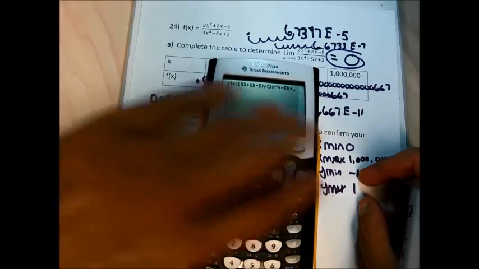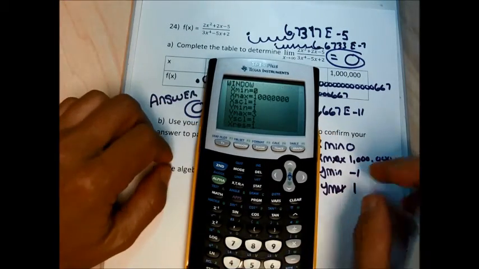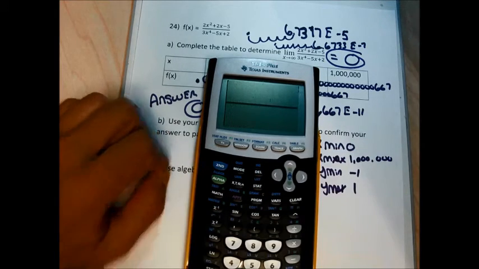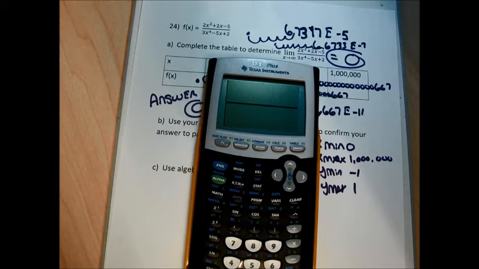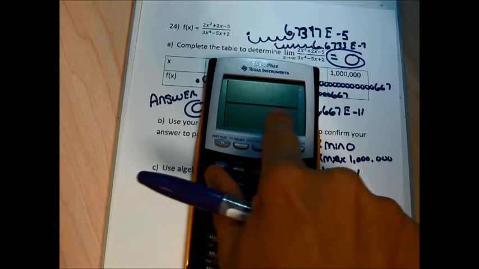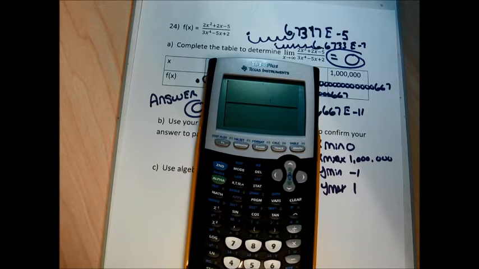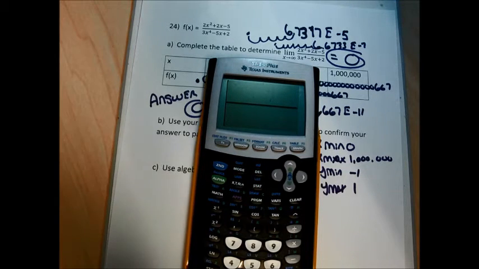So if I want to change my window, I have the function in there already. Let me just change this to a million. And then y min negative 1, y max 1. And when I hit graph, I don't see a darn thing, because the graph is so close to the x-axis that you can't distinguish the graph from the x-axis. It actually drew something. It probably drew it basically on top of the x-axis.